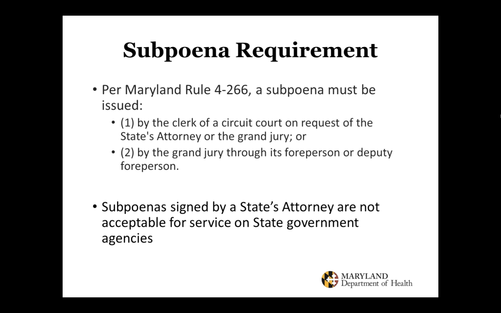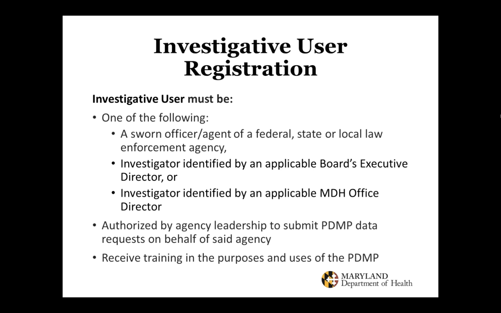Per Maryland Rule 4-266, a subpoena must be issued by the clerk of a circuit court on request of the state's attorney or the grand jury, or by the grand jury through its foreperson or deputy foreperson. Please note that subpoenas signed by a state's attorney are not acceptable for service on state government agencies. Submission of a data request, including a subpoena and a request form, and receipt of PDMP data will be facilitated through a registered investigative user.